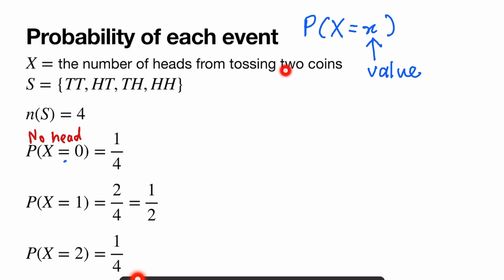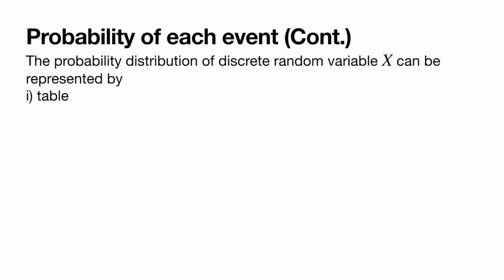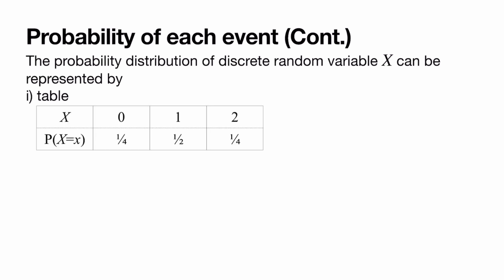Capital X is the general one, the number of heads. But small letter x means the value, with the associated probabilities. So this is random variables. We can represent this distribution of discrete random variables using a table. Take back what we listed earlier: 0, 1 over 4; 1, 1 over 2; 2, 1 over 4. The random variable with the associated probabilities. We can also represent it using a function.